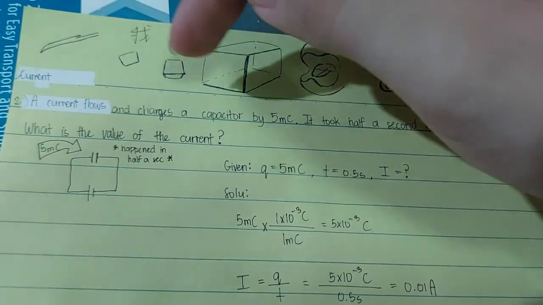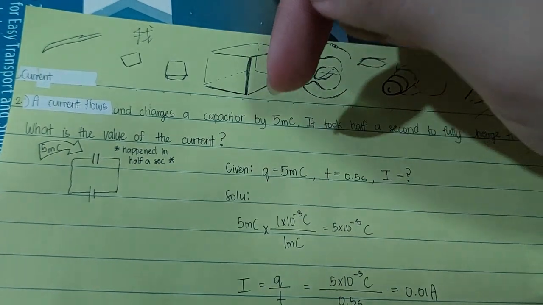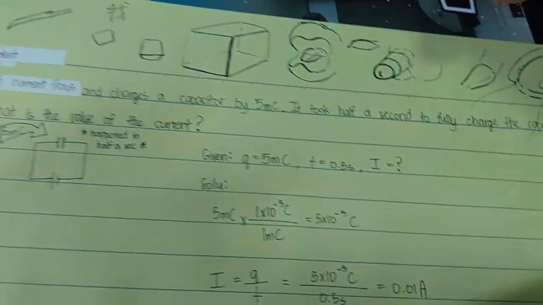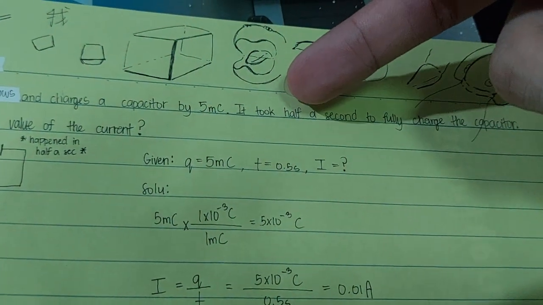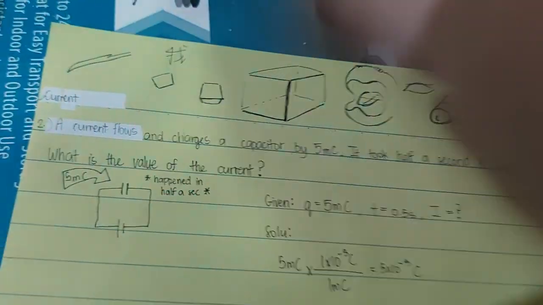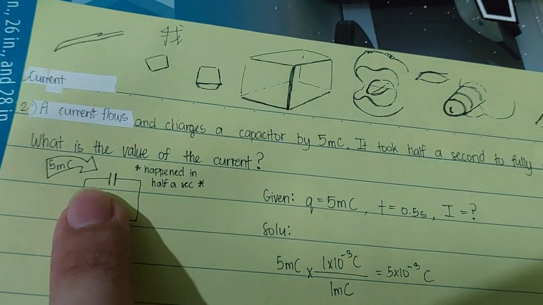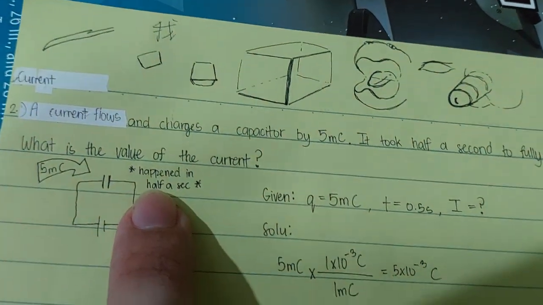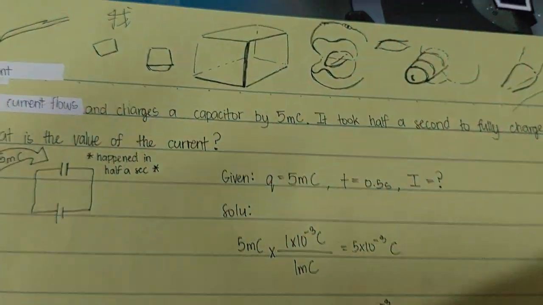It says that a current flows and charges a capacitor by 5 millicoulombs. And all of that happened in half a second. That means that 5 millicoulombs went inside, or at least passed through the capacitor, and all of that happened in half a second. So let's try solving this.